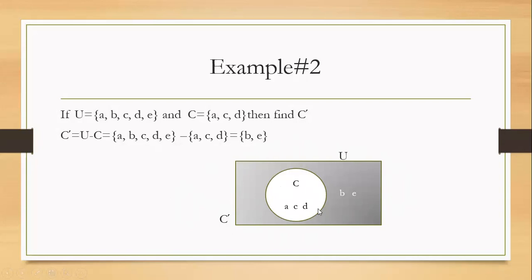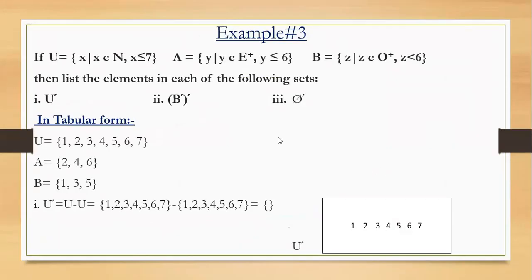Okay. Now, last step is shading. And here the answer is BE. So you have to shade the outer part of the circle. Okay. Example number 3.